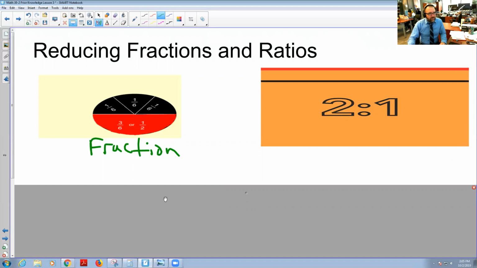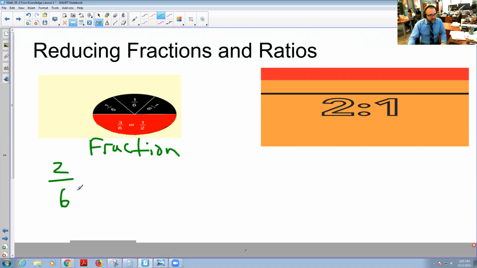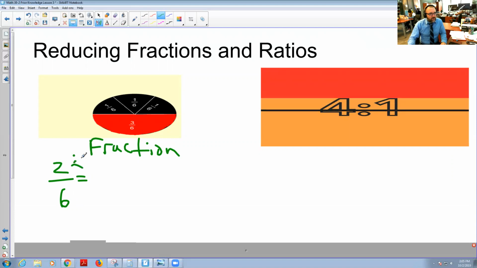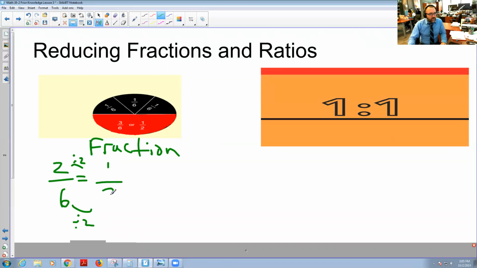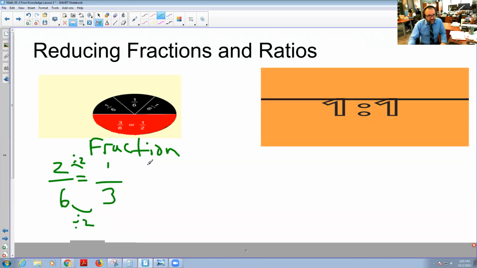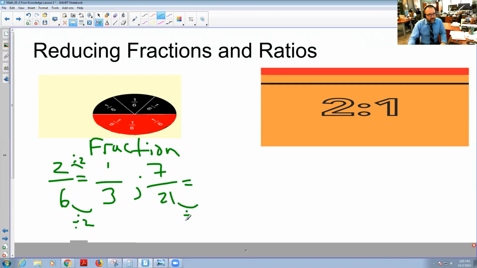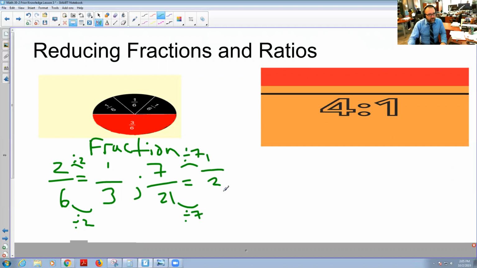So keep in mind to reduce any fraction, as we know, we could look at 2/6. What do we do? What's common at the top? What's common at the bottom? They're both in the 2 times table. So you can divide by 2 on both sides, and then you get 1/3. The same thing if you took another fraction like 7/21. Both of them are in the 7 times table, so divide both by 7. That's reducing this fraction, and then you get 1/3.